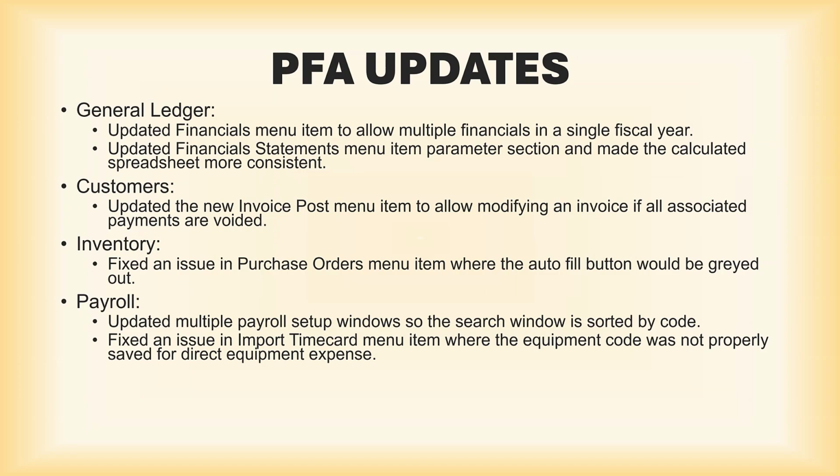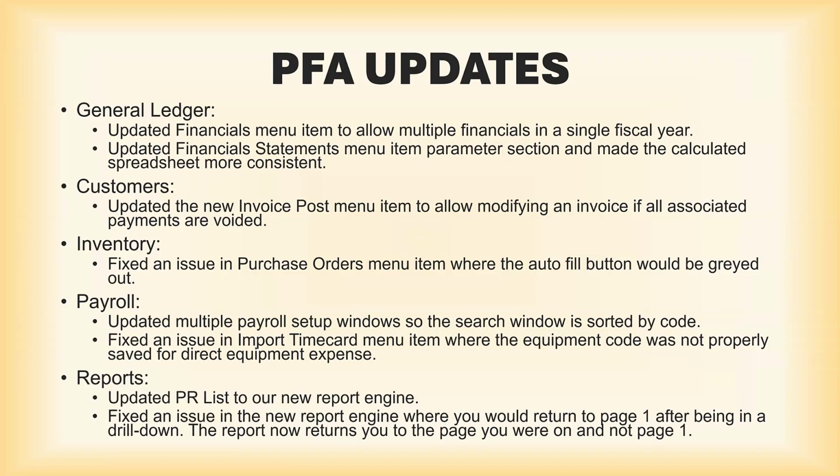And then we had an issue in import time card where the equipment code was not properly saved for direct equipment expense. That has been fixed. And then we updated the PR list to a new report engine. And then we also finally fixed the issue where when you're in a drill down, it will return you to page one. Now it returns you back to the page you were on and not page one. So that has been fixed.